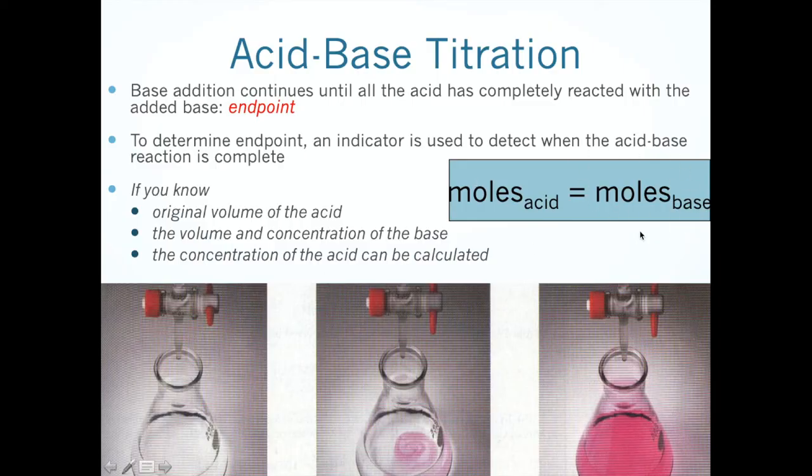Using the concentration and volume of our base, we can figure out our moles of acid, and using the volume of the acid, we can figure out the concentration. Please note that in this experiment, we've used the acid in the Erlenmeyer flask and the base in the burette. It doesn't have to be that way. You could have them the other way around. Basically, the burette contains the solution that you know the concentration of. Your Erlenmeyer flask contains the chemical whose concentration you want to find out.